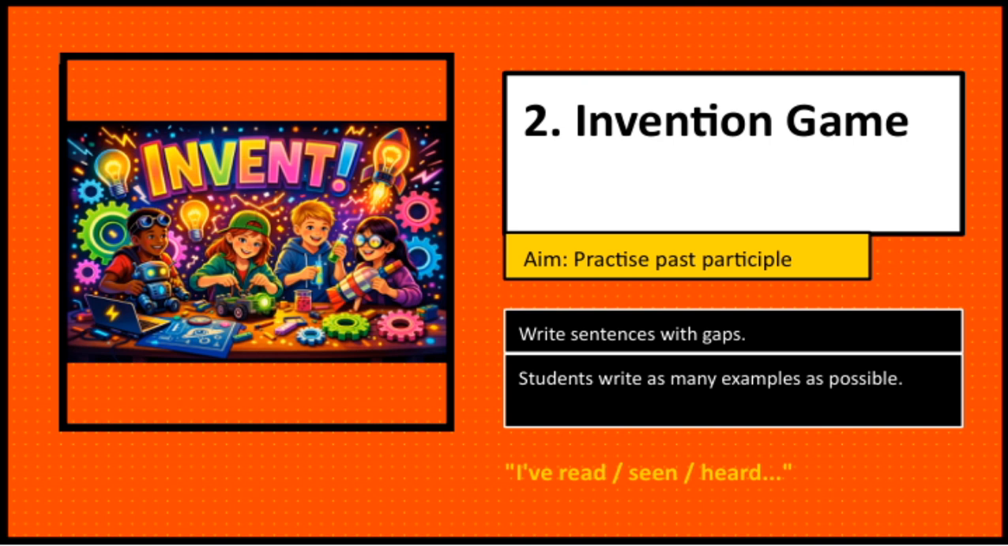This exercise helps you become more confident in talking about experiences using the present perfect tense. Remember, the key point is to focus on the past participle form of the verb. This will improve your fluency and accuracy in describing what you've experienced or encountered. Now, to make it more fun and engaging, we're going to play a little game called the invention game. But first, let's practice filling in those gaps with as many examples as we can.